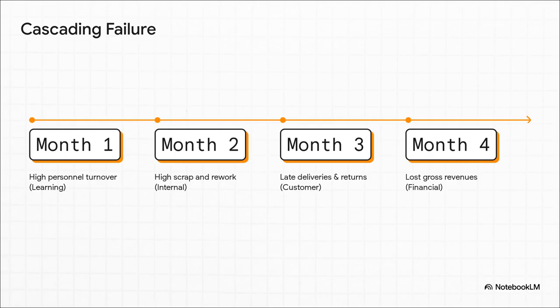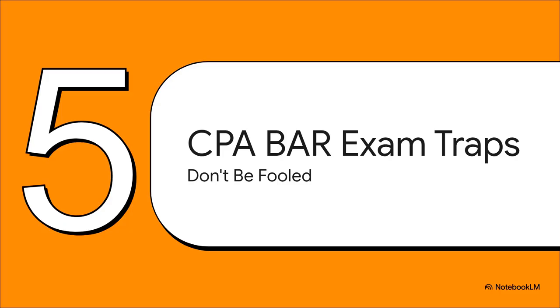Now, because you're constantly reworking defective products, by month 3, you suffer from late deliveries and a spike in product returns. So your customer perspective is now failing. And ultimately in month 4, those angry customers stop buying from you, resulting in a severe drop in gross revenues. So as you can see, a failure in learning and growth directly caused a financial disaster right down the line. Next up is Section 5, CPA BAR Exam Traps.